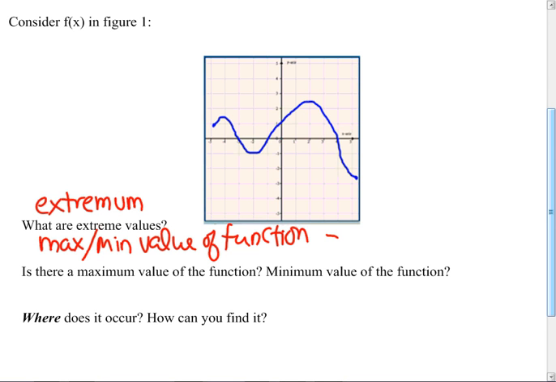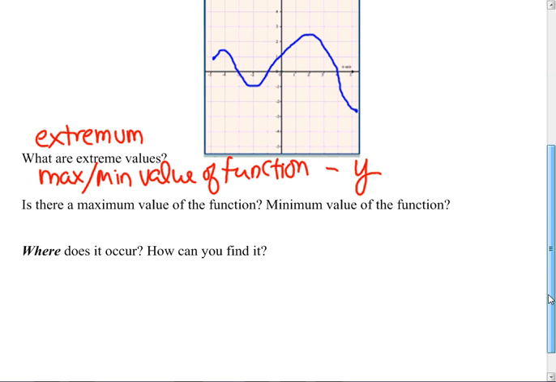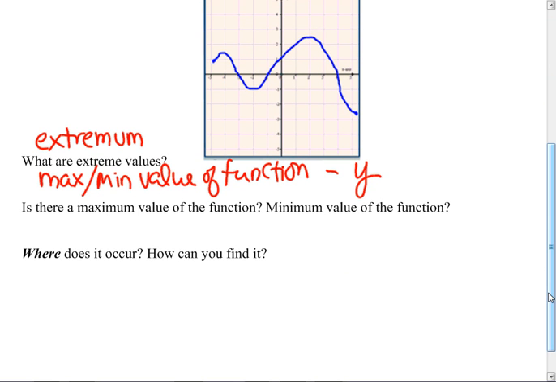As we sit and grade these problems, we say, why don't the students answer the question? It's asking for the value of the function, not where it occurs. They might ask you where it occurs. So you're going to make sure that you read the problems carefully and answer the question. So that's all extreme values are, the max and mins.